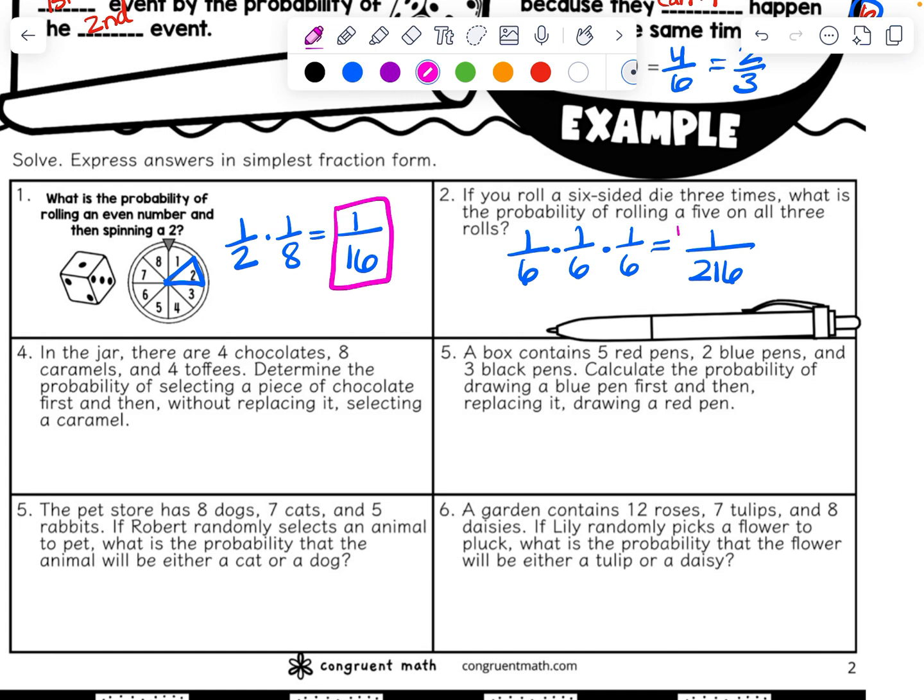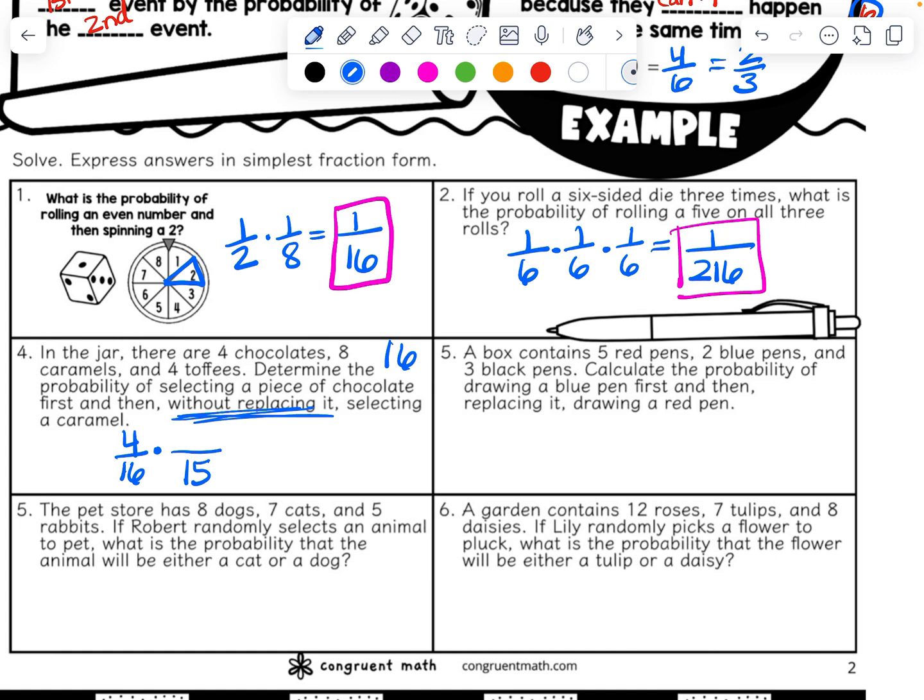In a jar, there are 4 chocolates, 8 caramels, and 4 toffees. Determine the probability of selecting a piece of chocolate and then, without replacing it, selecting a caramel. So there are 16 altogether. There are 4 chocolates. So 4 out of 16 is the probability of getting a chocolate on the first draw. And then when you take one out, if you take that chocolate out and you don't put it back, now there are only 15 left, correct? And the numerator is how many caramels there are, which is 8. We know there are 8 because the one we picked the first time was a chocolate. So all the caramels are left.